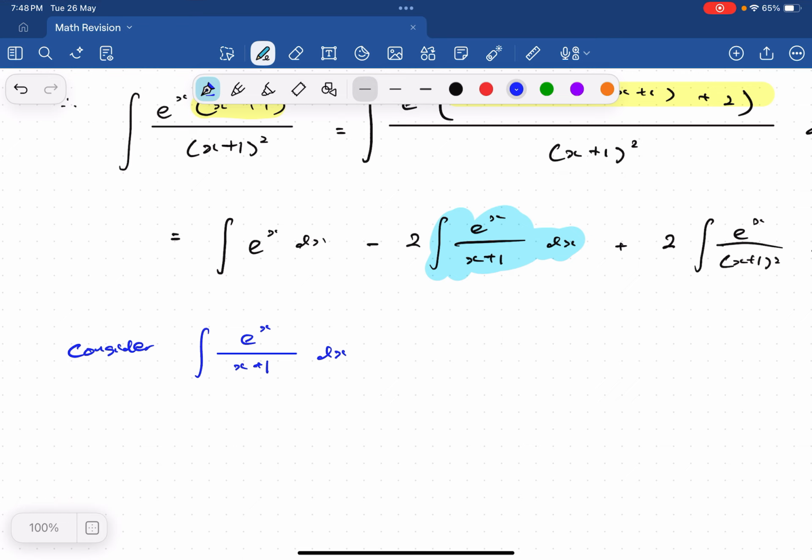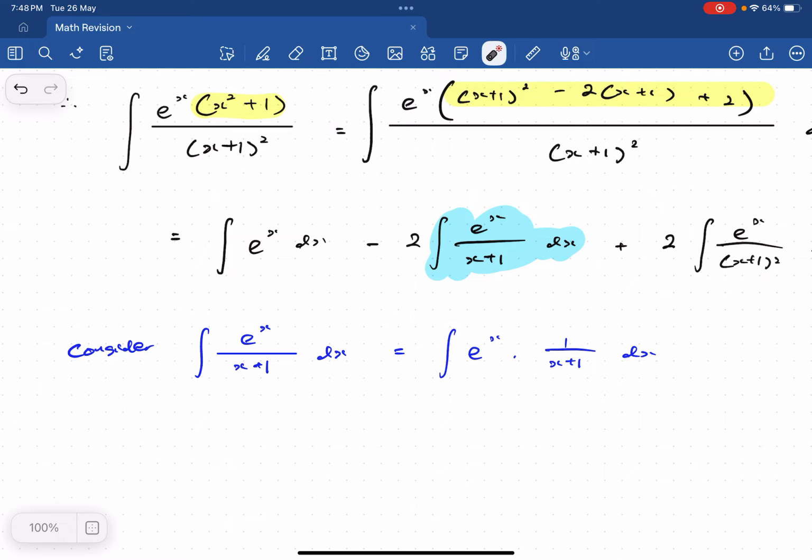It's not very clear right now, but if I write it this way, I'm going to take the e^x out and I'm going to have 1 over (x plus 1). And think about it, right? Can you solve this using integration by parts? Yes, you absolutely can. You know how to integrate this? Good. You know how to integrate or differentiate this? Good. Perfect. So we can just do integration by parts.